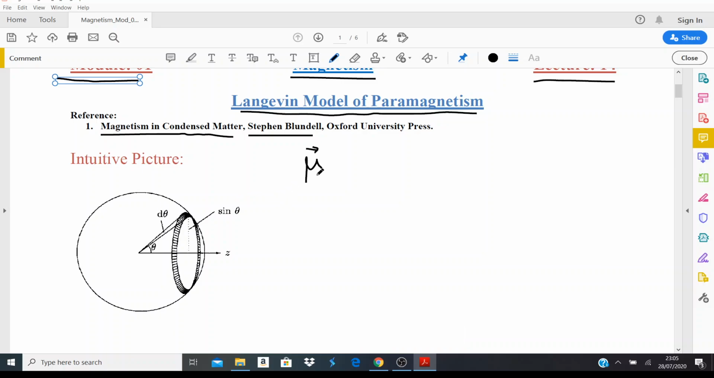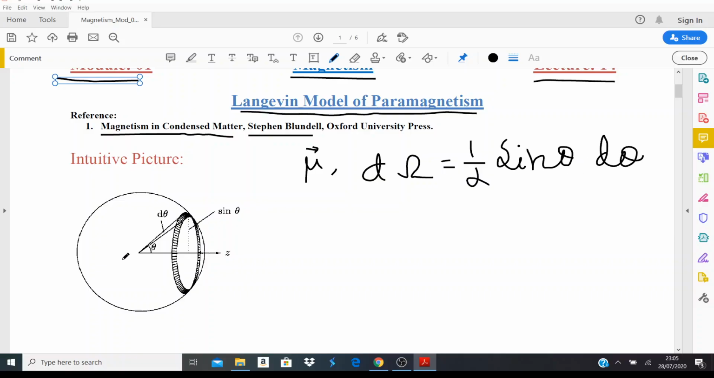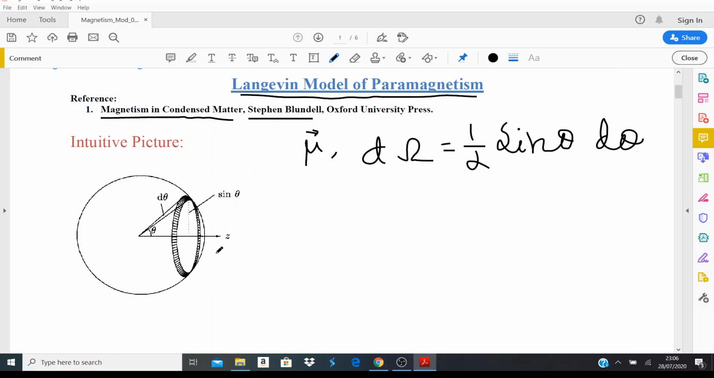And we say this annulus will give us the solid angle contribution, which is nothing but half sine theta d theta, right? And the polar angle is z, and we are applying the magnetic field also along the z direction. So any magnetic moment in this ring is making an angle theta with z, or B, the same thing, right?